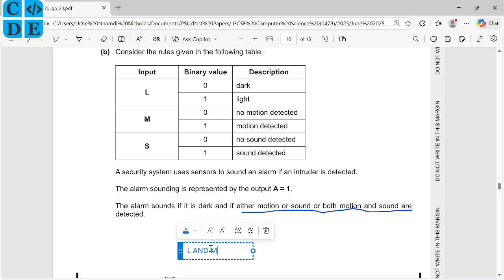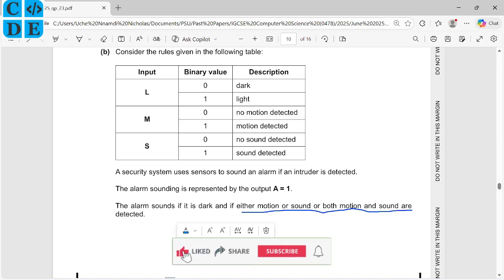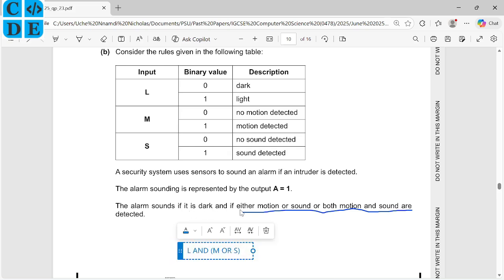M, in brackets, M or S. So either of them will give you a 1. That is what this part of the expression is saying. If either motion or sound, or both motion and sound, so any of them that has a 1 will give you a 1. Now remember that the result that we want is to have a 1 at the end of the day. That is the condition for the alarm to sound.